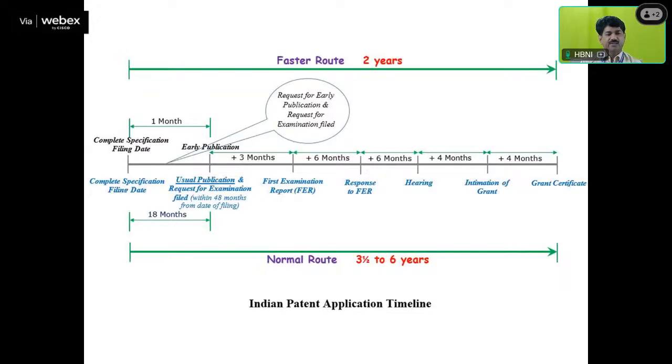So in the faster route, the first part, that 18 months period, can be squeezed to 1 month. So in this, request for early publication and request for examination is filed. So with early publication, the other things are similar. So the whole process will take nearly 2 years. So this way, a person can go for patent application and have the patent.